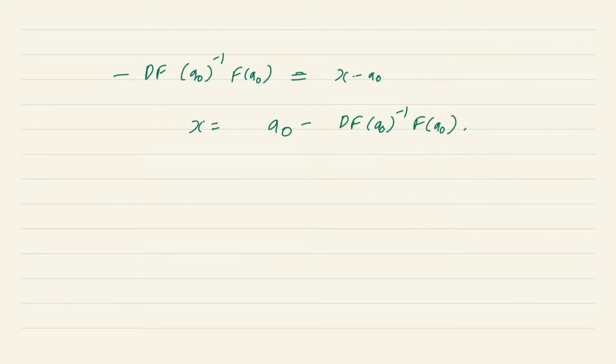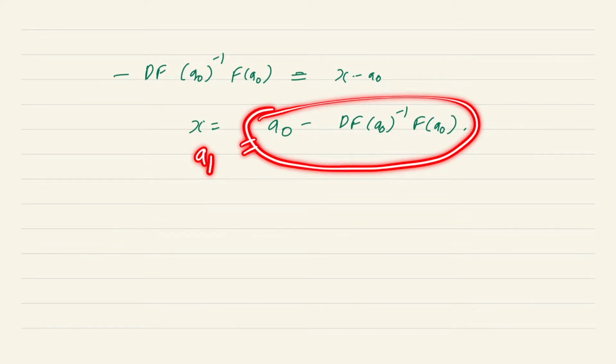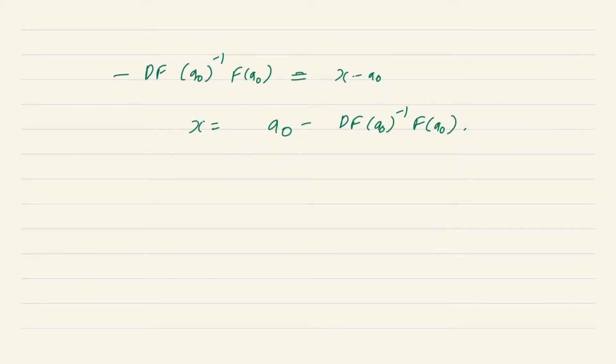So what Newton's method says is start with an initial guess a naught, then set a1 to be this quantity, a naught minus df at a naught inverse f of a naught. Call that a1, then plug in a1 and see if f of a1 is sufficiently close to 0. In most practical purposes, you are not really interested in an exact solution. You want something that's very close to the actual solution. That more than suffices.